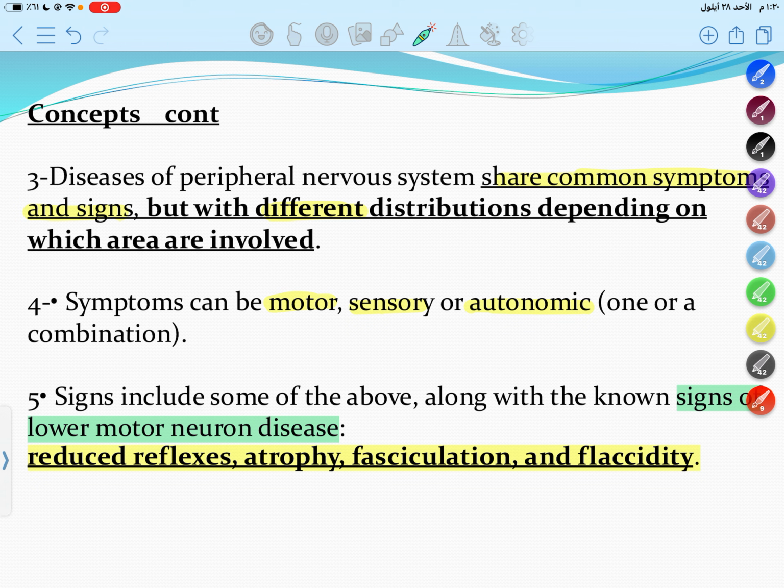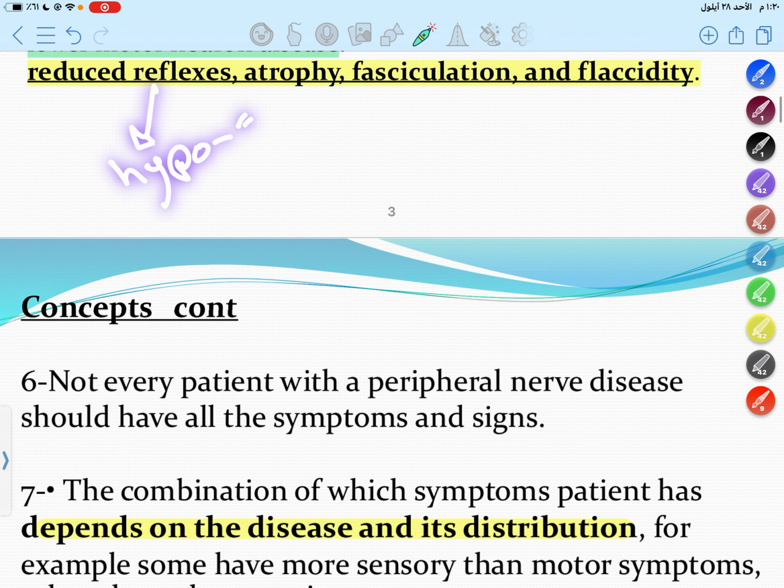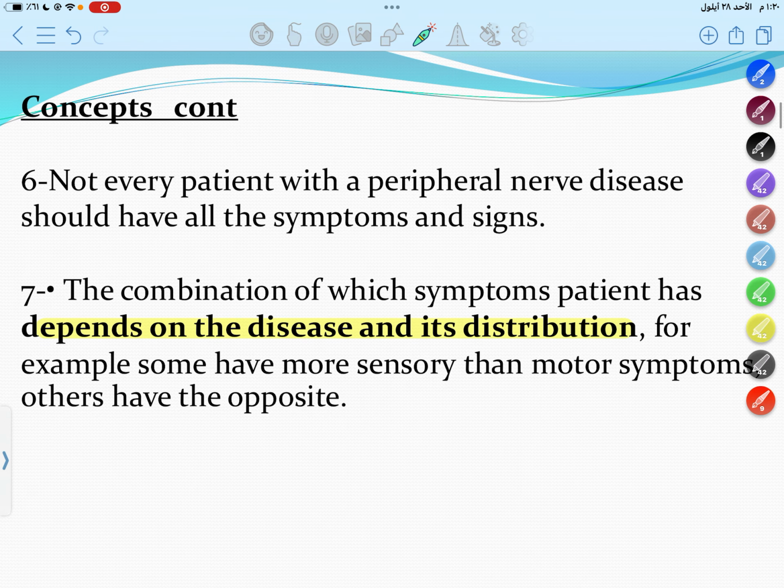Now, because it's a lower motor neuron, from the first lecture, we said that the characteristics are hyporeflexia, atrophy, fasciculation, flaccidity, and so on. Now, by the way, not every peripheral nervous system disorder has all the symptoms. It depends on the site and the disease process. So it depends on the disease process and the distribution.